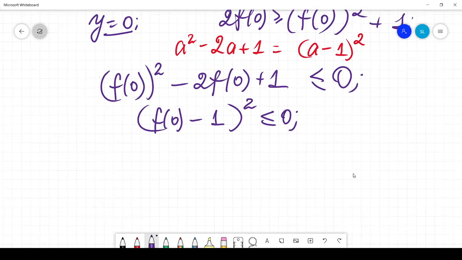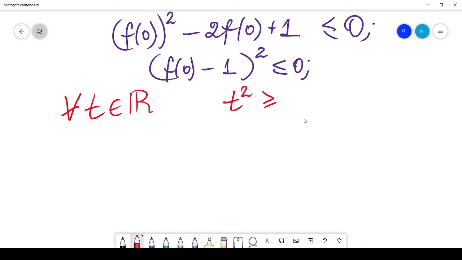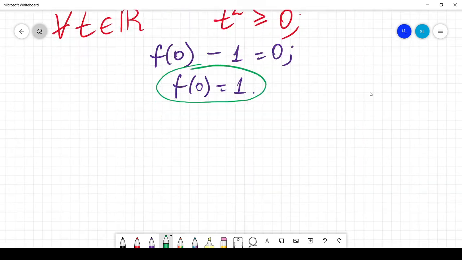But when is the square of some real number less than or equal to 0? Well, it can only be equal to 0, because for every real number t, we have t squared is bigger than or equal to 0. So it leaves us with f of 0 minus 1 is equal to 0, which gives us f of 0 equals 1. Alright, that's already pretty nice.